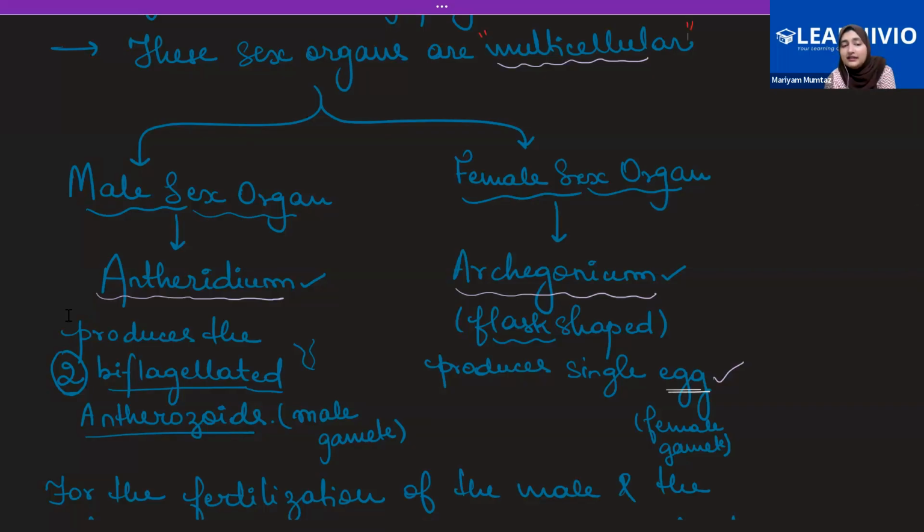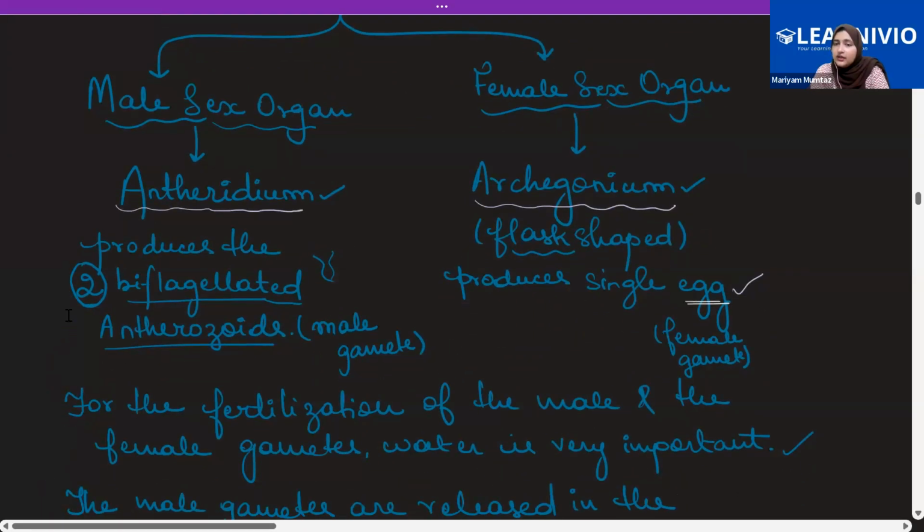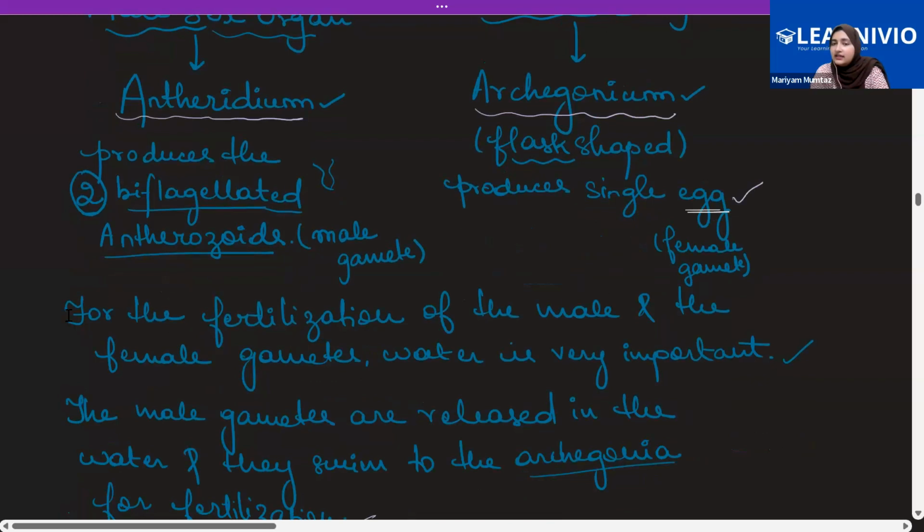Now, the antheridium produces biflagellated antherozoids. Antherozoids are the male gametes that are biflagellated. It has two flagella. Archegonium is like a flask-shaped female sex organ which produces a single egg, that is the female gamete.